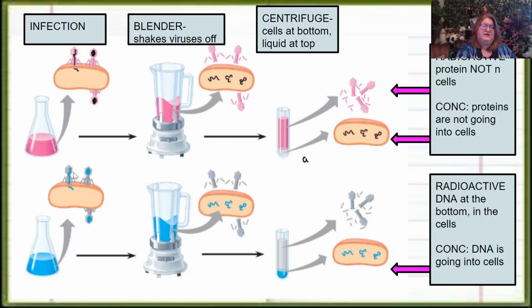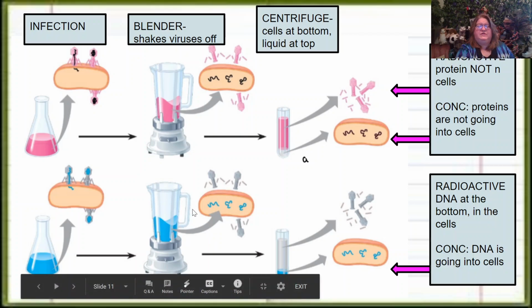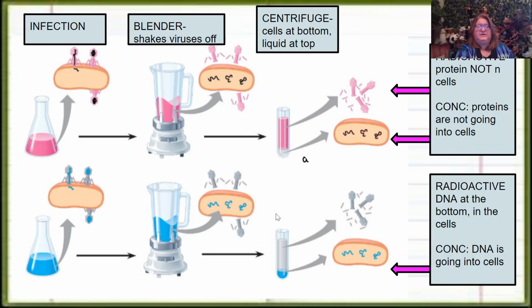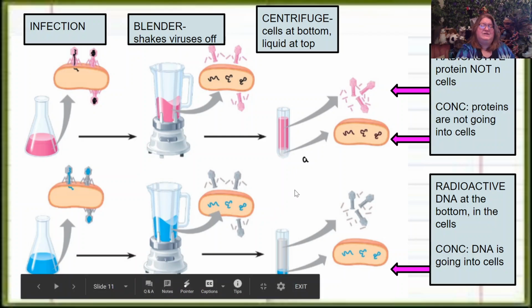And again, same thing happening. The bacteriophages are injecting the DNA into the cell. This time that means the radioactivity is inside the bacteria. So when we shake them off with the blender, the bacteriophages are still going to be in the liquid, but now the liquid is not radioactive because the proteins are not the ones that are labeled. The DNA is. And so when we spin this down, we're going to see the radioactivity in the cells because that's where the DNA is.